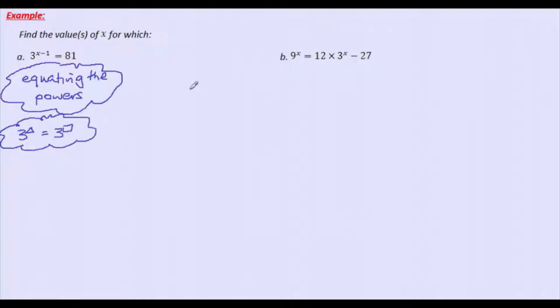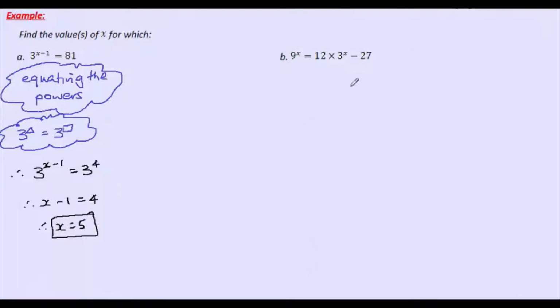And if we keep that in mind, I can consider that 81 is the same as 3 to the power of 4. So I could say, therefore, 3 to the x minus 1 equals 3 to the power of 4. And therefore, x minus 1 equals 4. So therefore, x equals 5. And we've solved that in just a couple of steps.